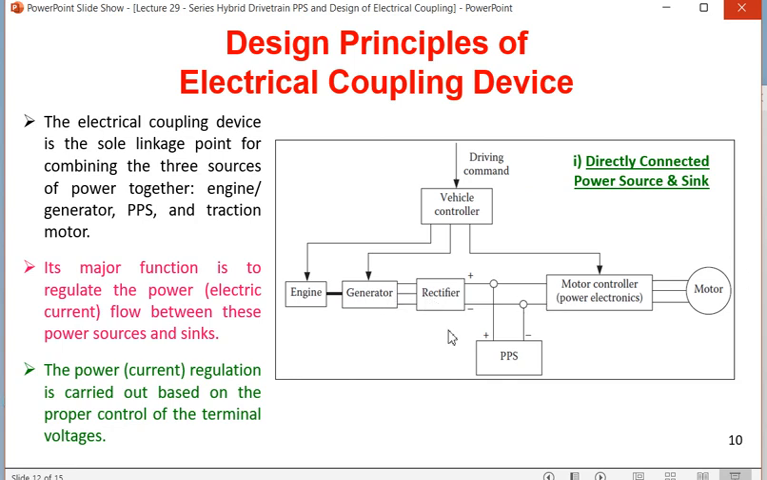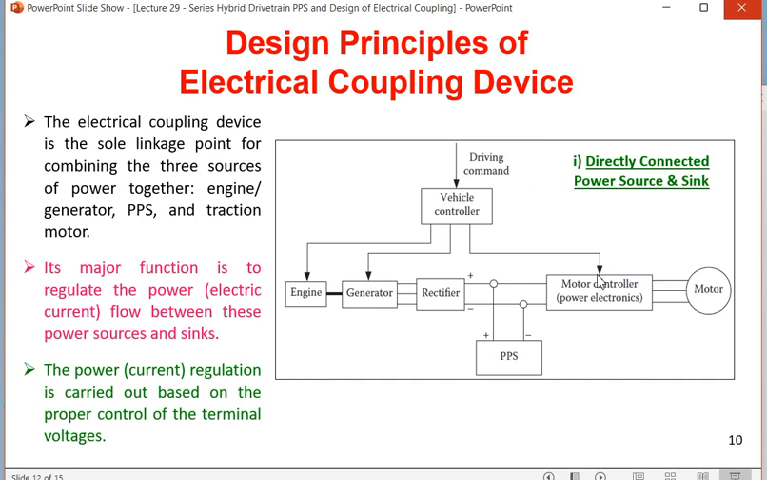So the generator is giving three-phase AC power, so there can be a three-phase rectifier to a DC output. And here is the PPS. The PPS output power is directly connected to this bus. This is a bus which connects the rectifier output and the PPS power, supplying power to the motor controller.